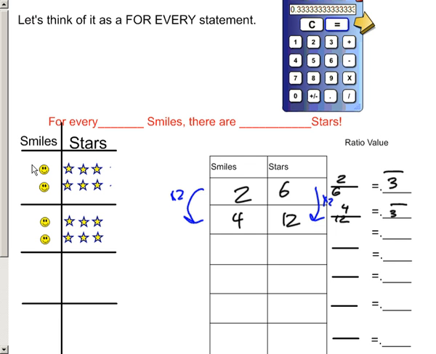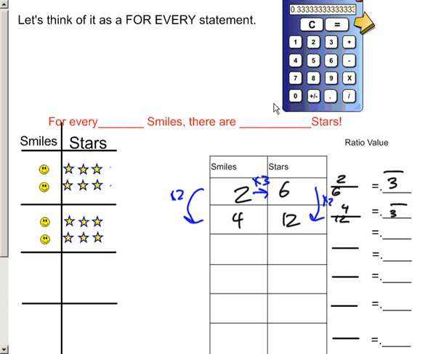So 2 to 6, 2 smiles for every 6 stars, is the same as the ratio of 4 to 12. Either way, you can see that the smiles is 1/3 the number of stars. Or you can look at it backwards and say that no matter what, there has to be 3 times as many stars as there are smiles. So that's another relationship here, times 3 here.